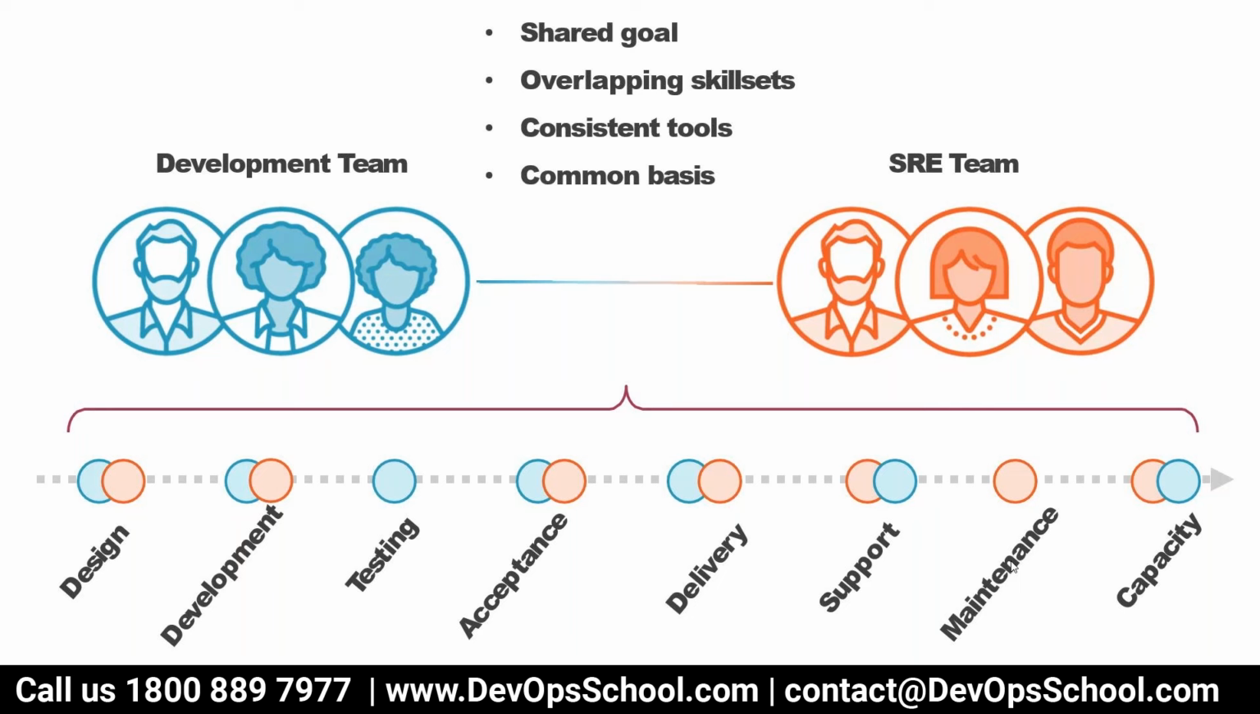If they are developing some features, then you can involve. During the acceptance testing, you can get involved. The ops team will involve, and at the same time, when the SRE team is supporting it, they will involve the development team in terms of capacity planning. So I'll put it in this way.